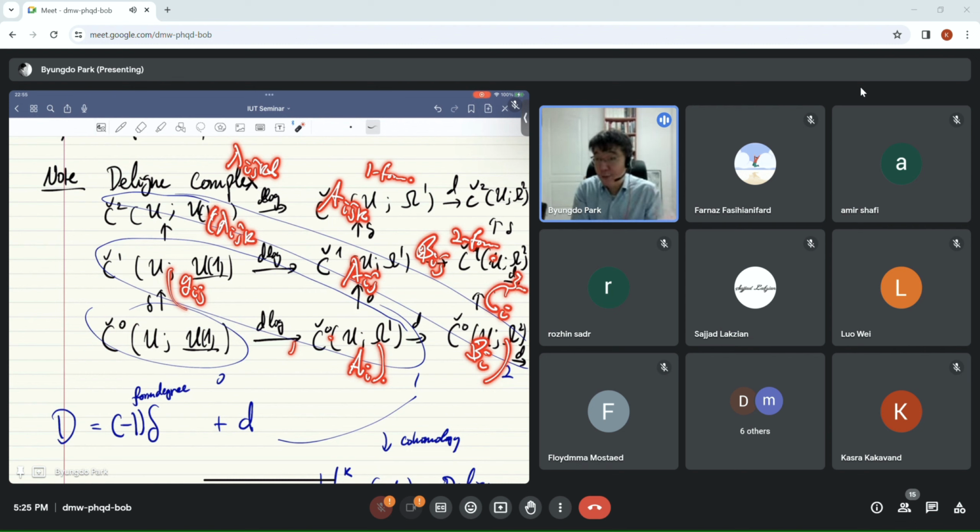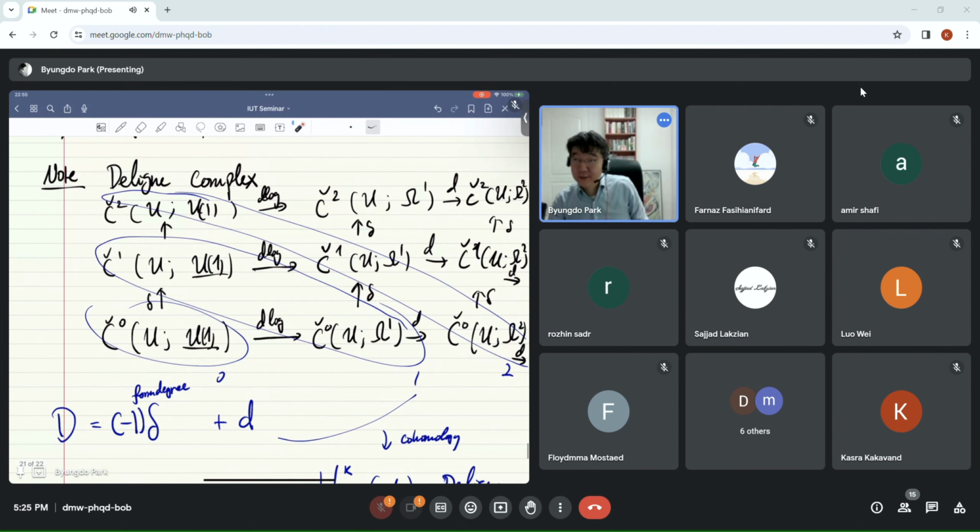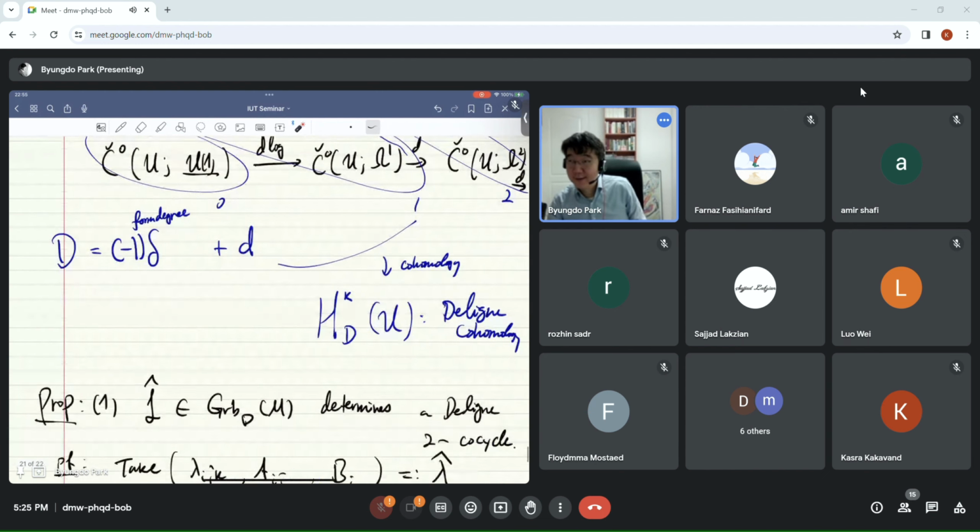So that local data is like two gerbe with connection. And then a higher gerbe has one more entry, and one more entry, and so on. So does that help?